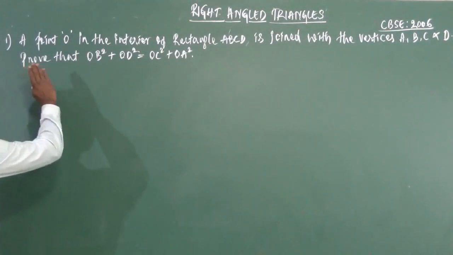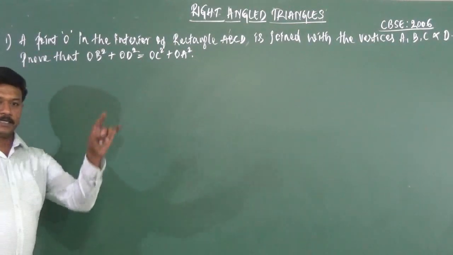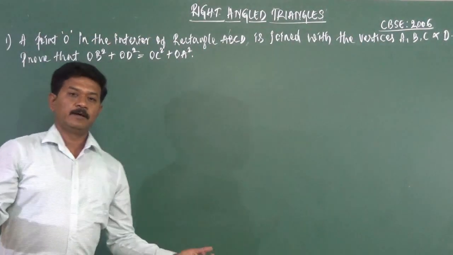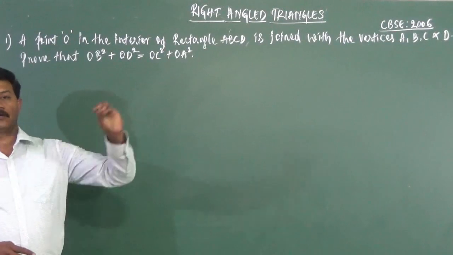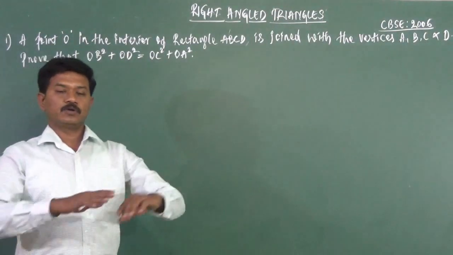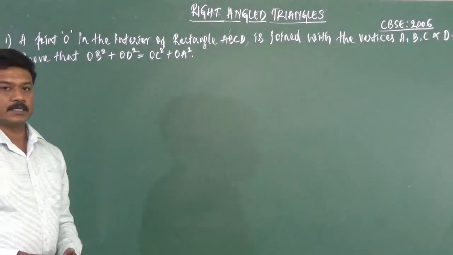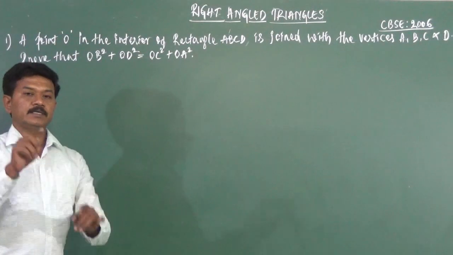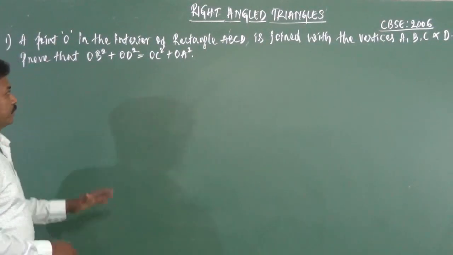A point O in the interior of rectangle ABCD. So imagine a rectangle ABCD. Inside that somewhere, we do not know the position of the point O, whether it is at the center of the rectangle or at the edge. Just it is in the interior of the rectangle, that is the region bounded by the 4 sides of the rectangle. So inside that we have the point O.